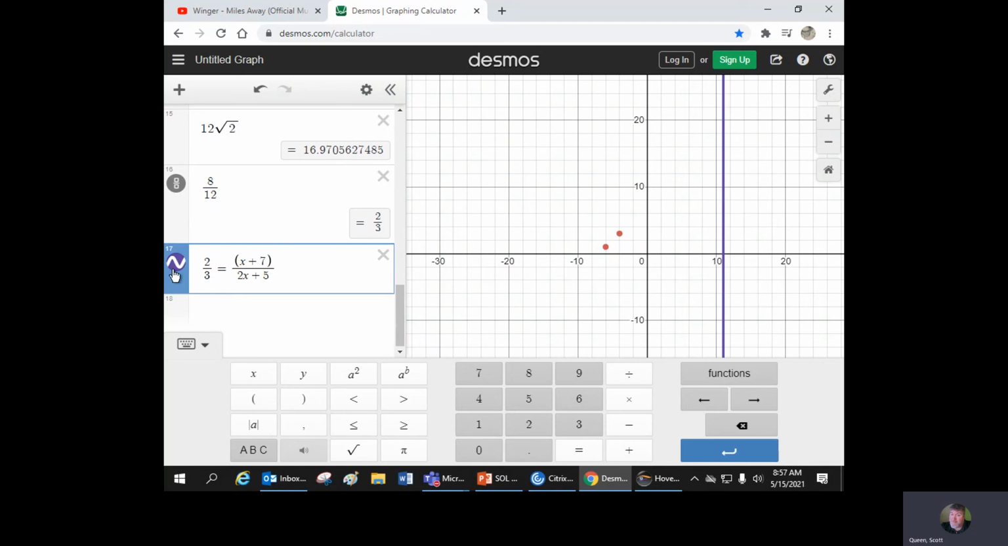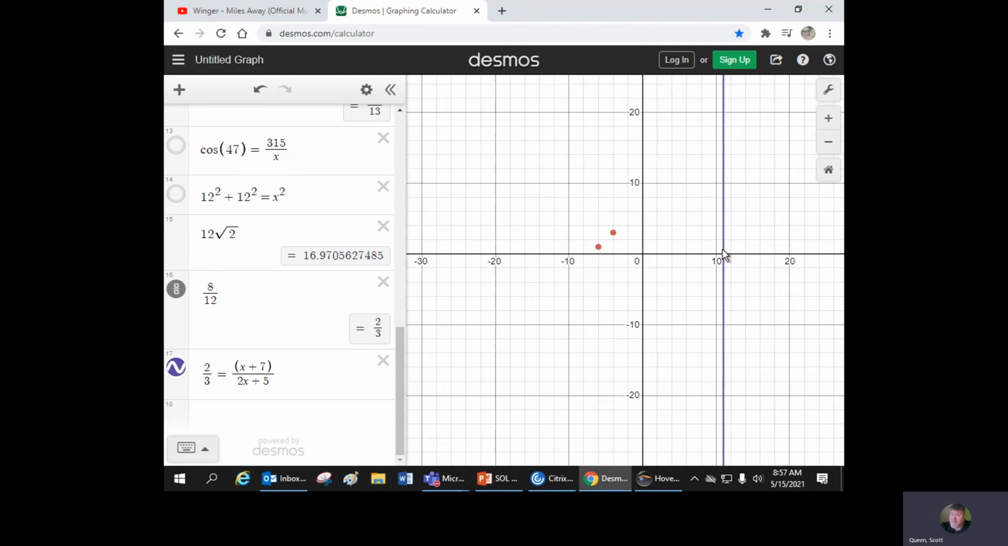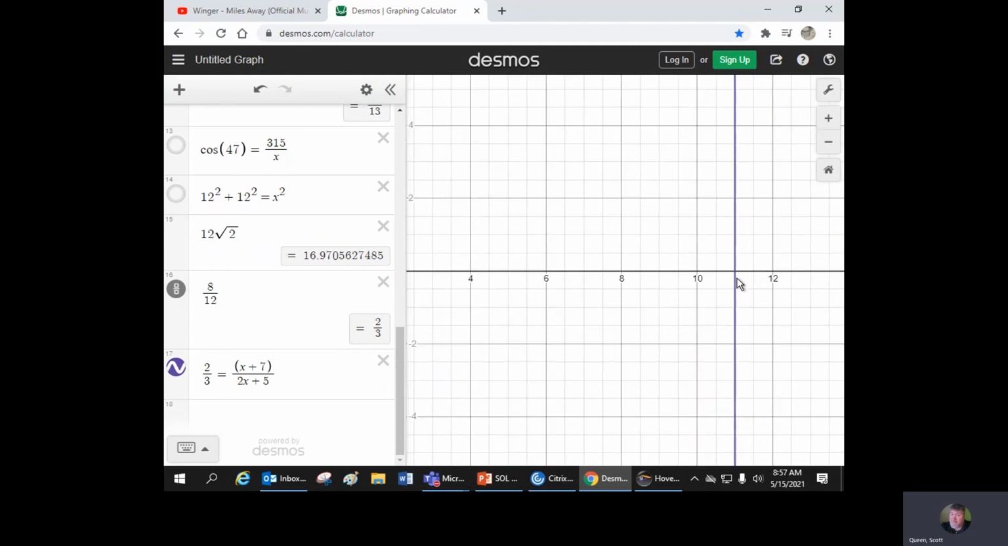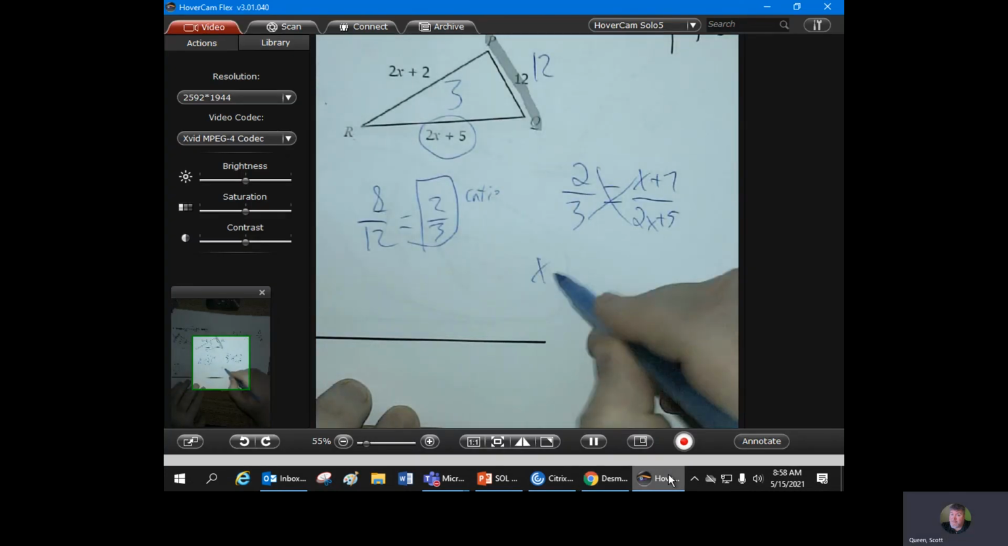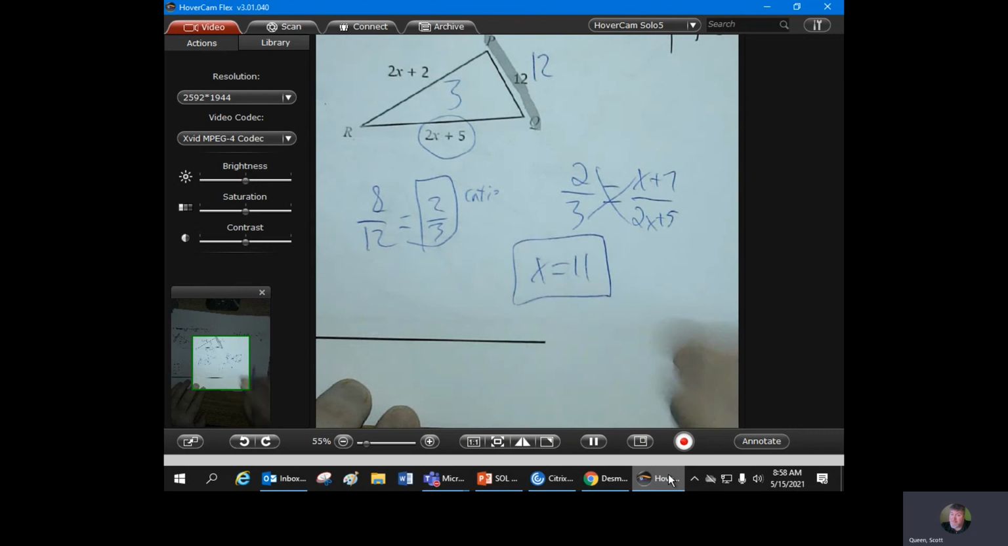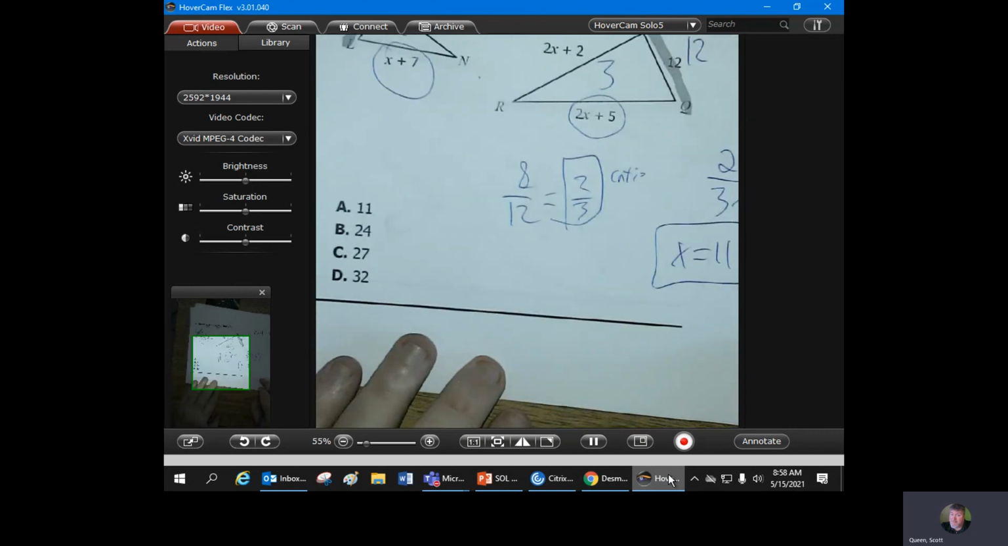Now, you can see that drew a line for me, right? And there's my line, just like we did before. And that line is on 11. So my x equals 11. So let's go back to HoverCam. X equals 11. Now, I see that in my answer choices, right?